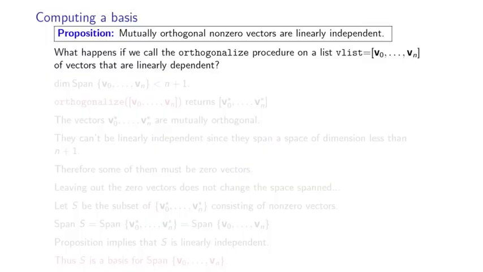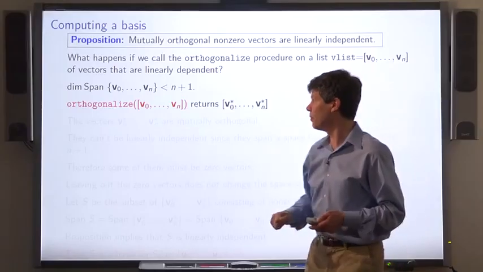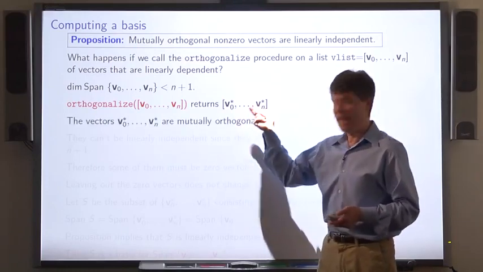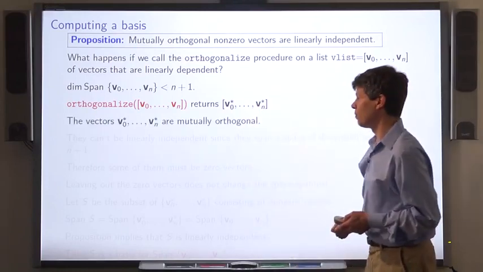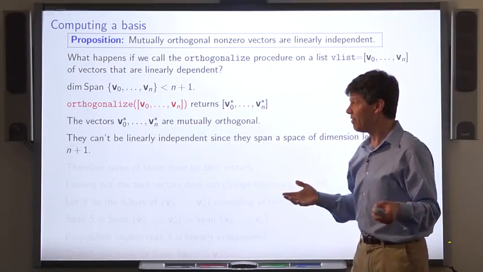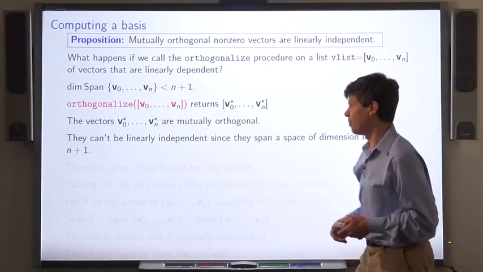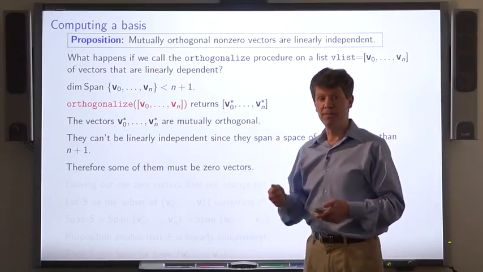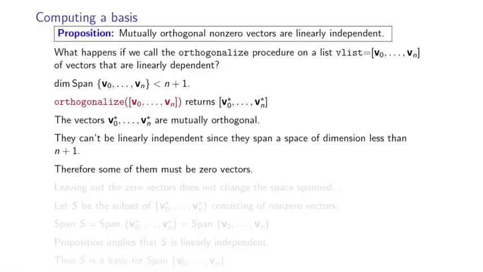So let's imagine that the dimension of the span of these vectors is less than the number of vectors. We run orthogonalize on the list of the vectors, and it returns some output list v0 star through vn star. Now, we know that those vectors in the output are mutually orthogonal. They can't be linearly independent because they span a space of dimension less than their number. It must be that some of them are 0. Let's consider these vectors, but leave out the 0 vectors. That doesn't change the space spanned by them.